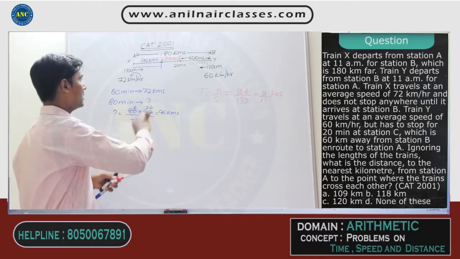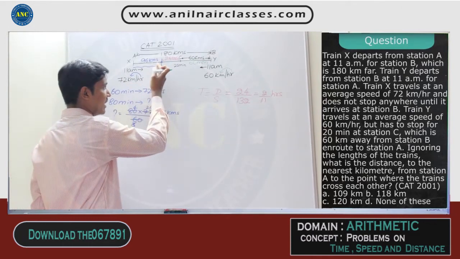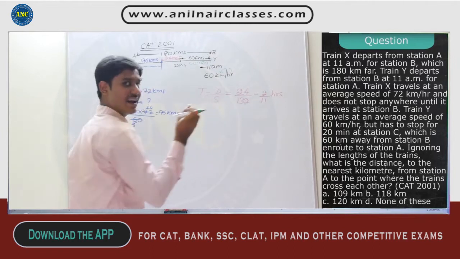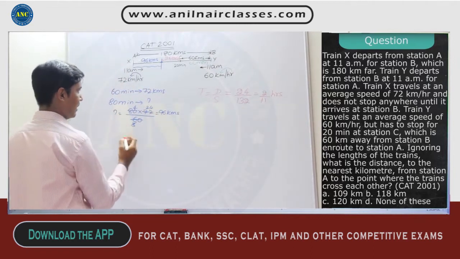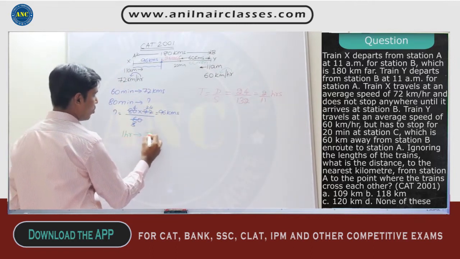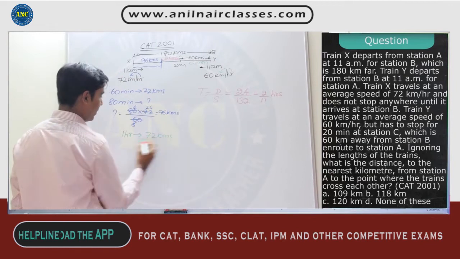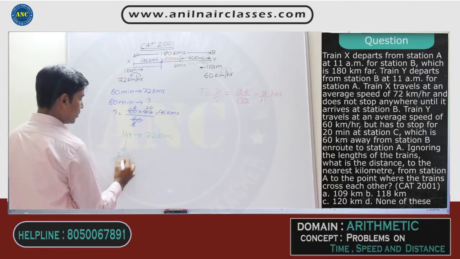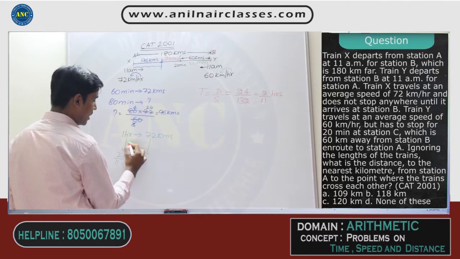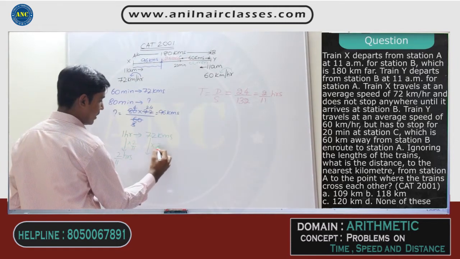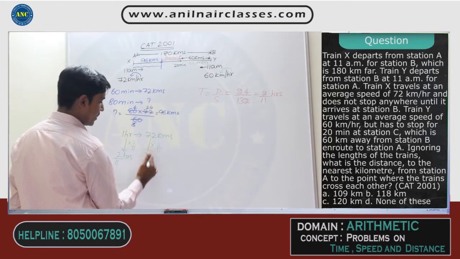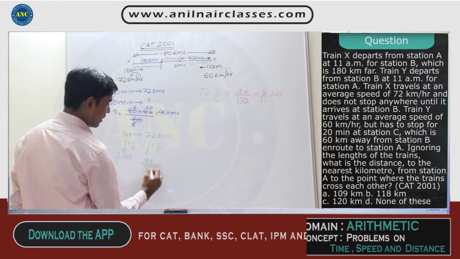That means this train, from this point, will travel for 2 by 11 hours and then it will meet that other train. This train in 1 hour will cover 72 kilometers, but it will travel for another 2 by 11 hours. So 1 is becoming 2 by 11. 72 into 2 by 11 is 144 by 11 kilometers.